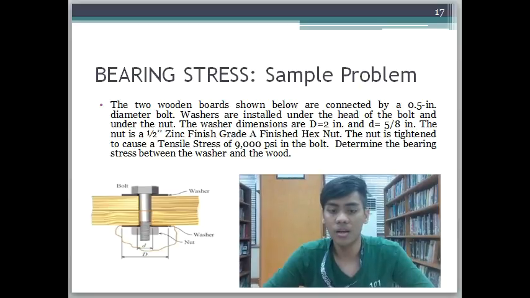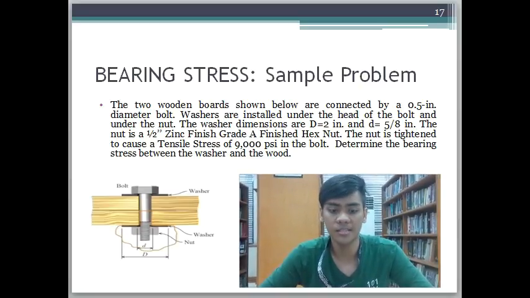The nut is a 1/2 inch zinc finish grade 8 hex nut. The nut is tightened to cause a tensile stress of 1000 psi in the bolt. Determine the bearing stress between the washer and the board.